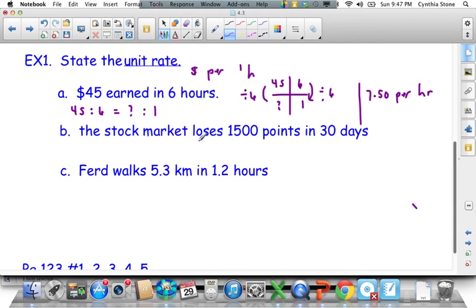Stock market loses 1,500 points in 30 days. Well, what are we saying? We're saying 1,500 to 30. We want to know how many per day equals, I don't know, to 1. Again, you could use the grid. Of course, you could use the grid, but the quick answer is just divide 1,500 by 30, which is 50 points per day. You could do that in your calculator, 1,500 divided by 30.